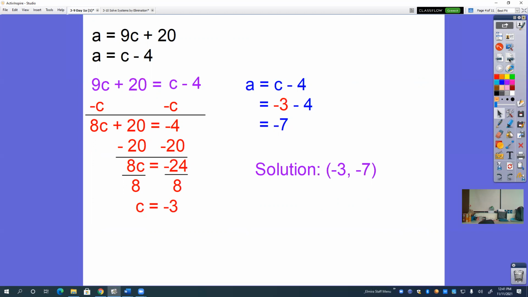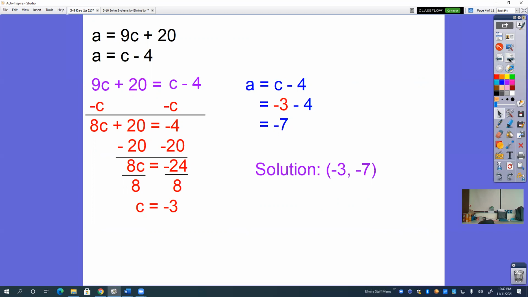Then it's just a basic two-step equation. Cancel out adding 20 by subtracting 20 from both sides. Negative 4 minus 20 equals negative 24. And then we want to cancel out our multiplication by dividing both sides by 8. Negative 24 divided by 8 equals negative 3.